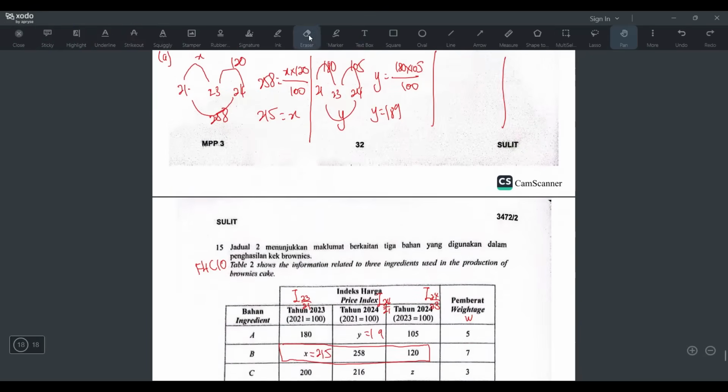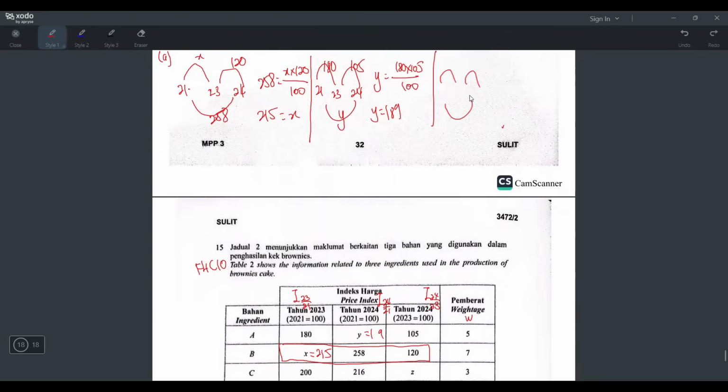So Z also same, do smiley face. So I'll just draw one. So it's 2, 1, 2, 3, 2, 4. Okay, so for Z, I will refer to the price index for ingredient C. So 200 is 2321, so here. And then 216 is 2421. Okay. And then Z is here.